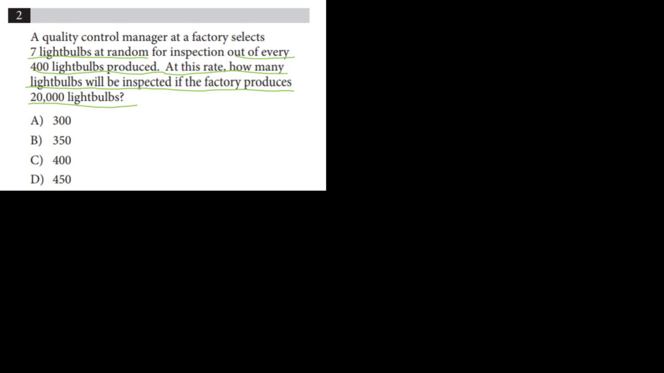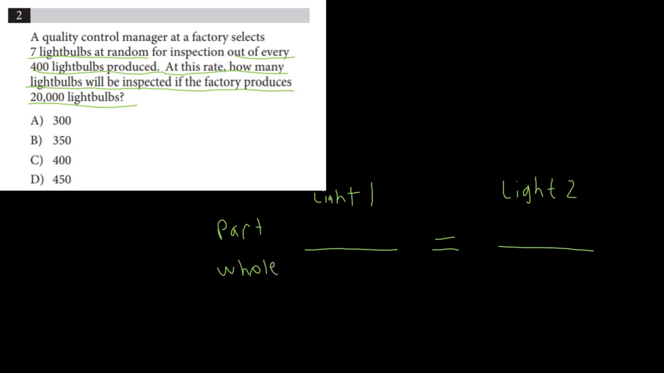So how I approach this, I use a tic-tac-toe board. And the format will always look something like this. From here, the left side, I like to label it light bulb 1. And let's just say on the right side, light bulb 2. It doesn't matter what you label it as long as it's consistent. And on here, I like to write part over whole. So with light bulb 1, the part would be 7, the whole would be 400. On light bulb 2, the whole would be 20,000, and the part would be x.